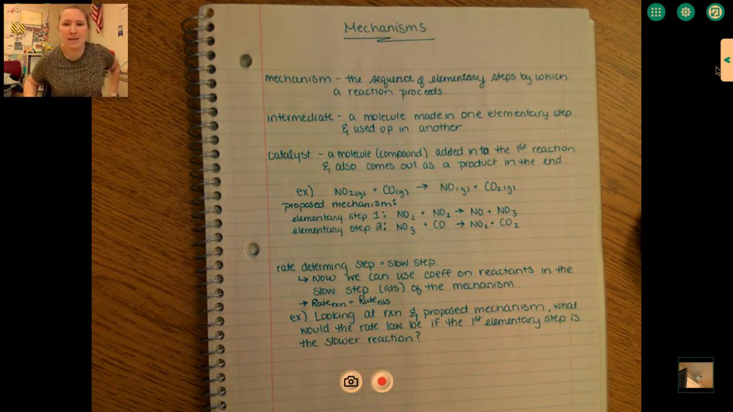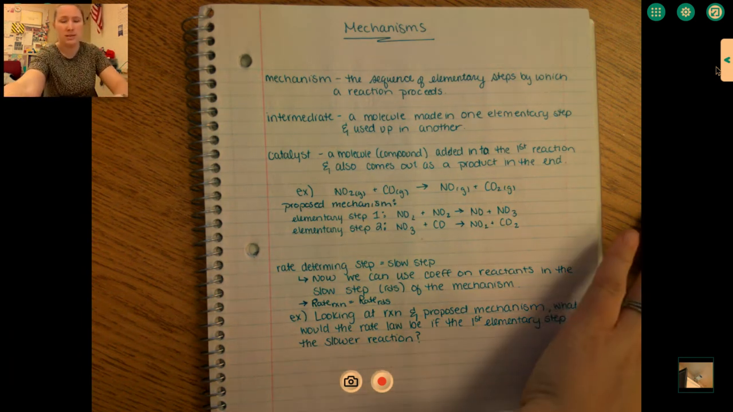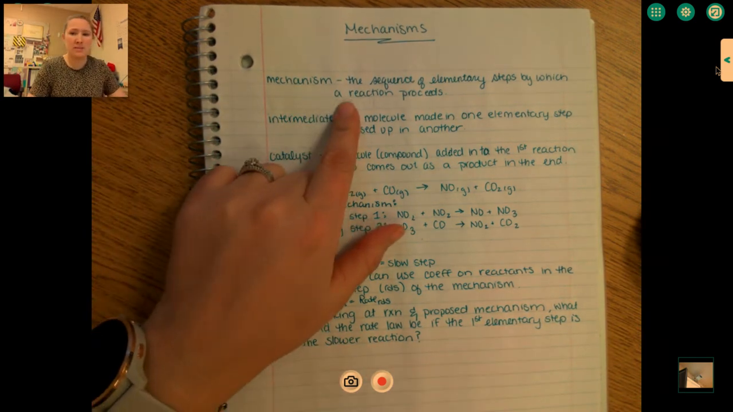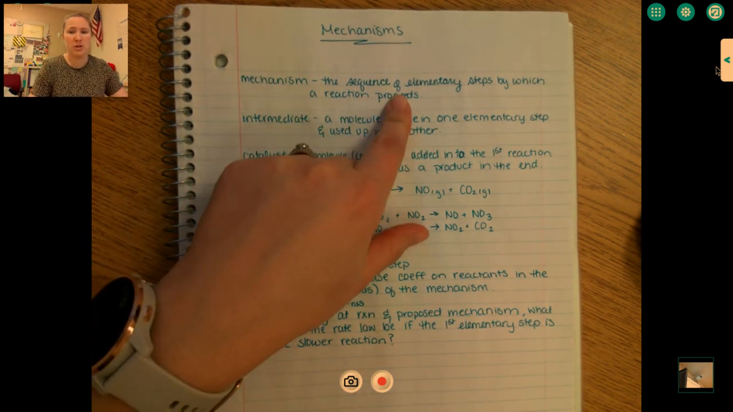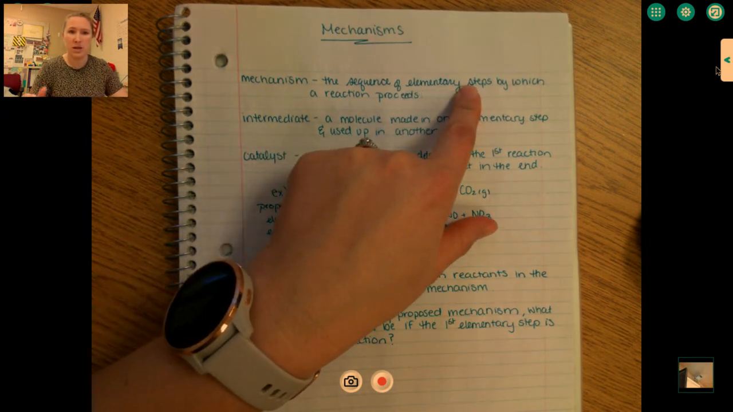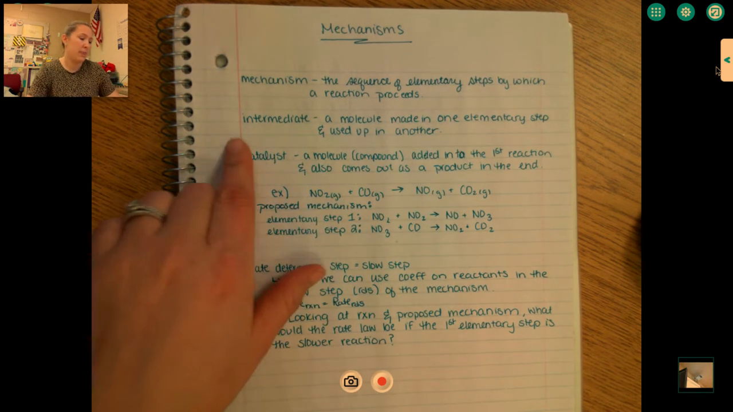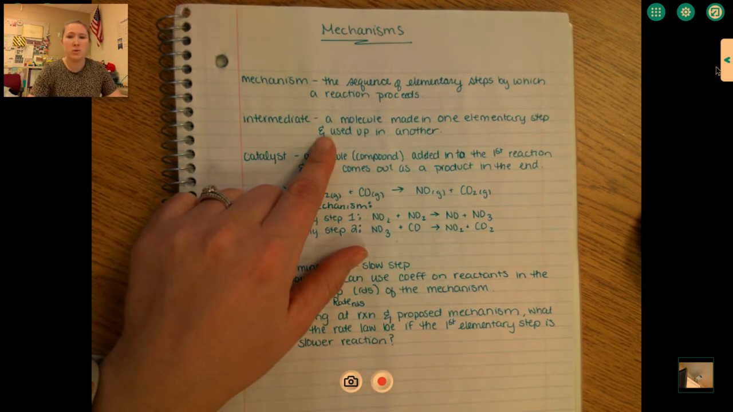And you can think of mechanisms like a puzzle. A puzzle of putting our parts together to get from the reactants that we're starting with to our products that we want to get to. So a few definitions. A mechanism is the sequence of elementary steps by which a reaction proceeds. The elementary step is just the little reaction that we're looking at to help us move forward in our reaction. We have intermediates, which is a molecule that's made in one elementary step and then used in another. So it's a product in one and a reactant, usually in the one right afterwards, although it doesn't have to be, but typically it is.